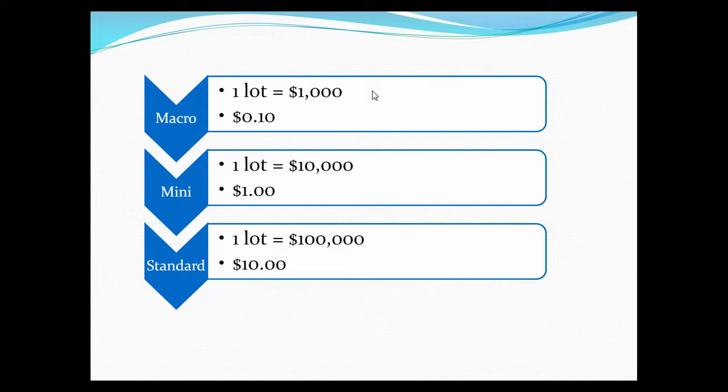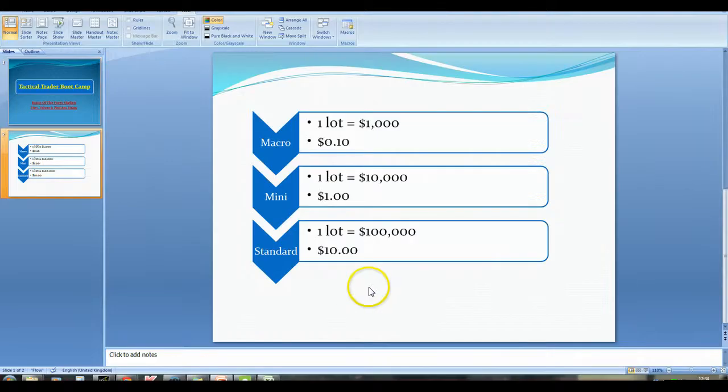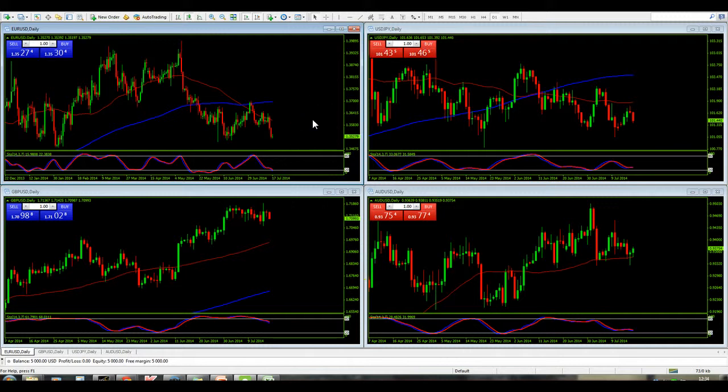And standard accounts, these are for the professionals. I tend not to use it just because of the large position sizes. I like to use smaller contracts, to be honest. So in a standard contract, you're looking at $100,000 in the marketplace, and every pip is worth $10 at one full position. Okay, so we're going to be using mini accounts. That's what my explanations will always be about.